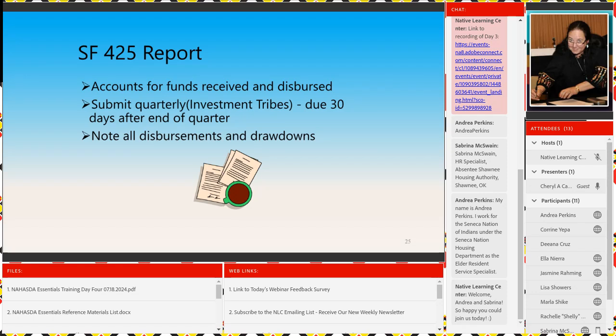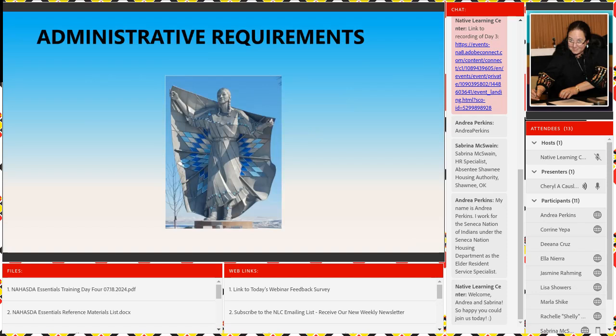So your SF 425 accounts for all the funds you receive and disperse, quarterly for the investment tribes, 30 days after the end of the quarter. Note all disbursements and drawdowns. So they go hand in hand with your IHP and your APR. You need those. You can't basically do them without all that information.